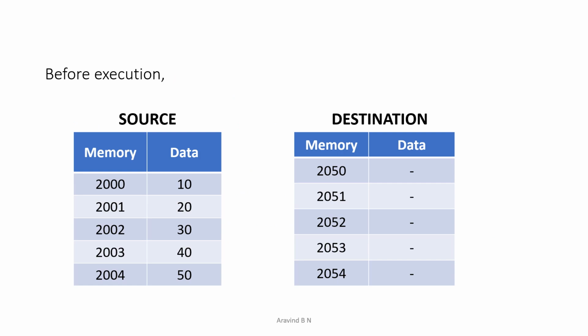So let us make a consideration of the data. We are going to consider that in total there are 5 data items that we are moving. The source location is 2000H up to 2004H, and the data available there is 10, 20, 30, 40 and 50. In the destination, the memory location starts from 2050H up to 2054H, and we don't know what data is available, so I have just marked it with a dash.